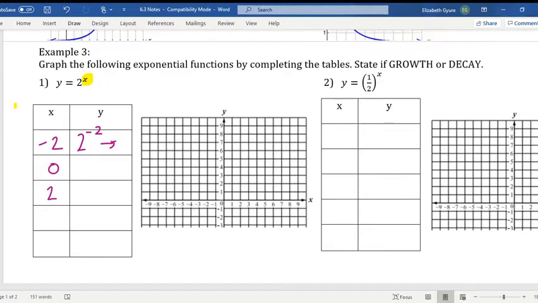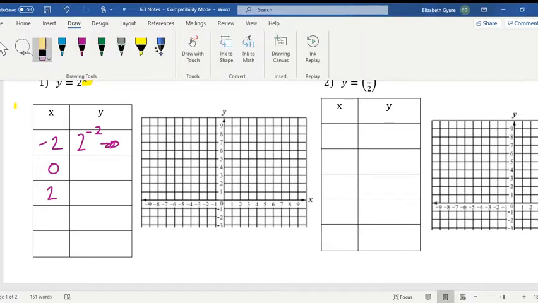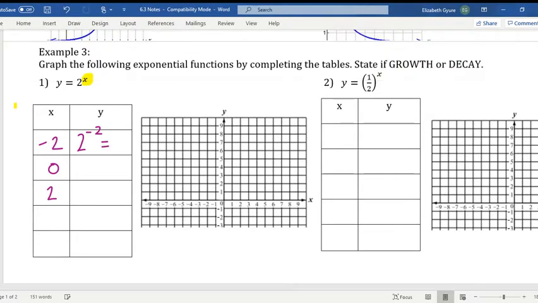You're going to plug 2 to the -2 into your calculators. Okay. So you're plugging in 2 to the negative 2. If you're using one of these, it doesn't really matter if you use parentheses or not, because there's no parentheses written. So you do 2, your caret button, negative 2, like this, if you're using this calculator.